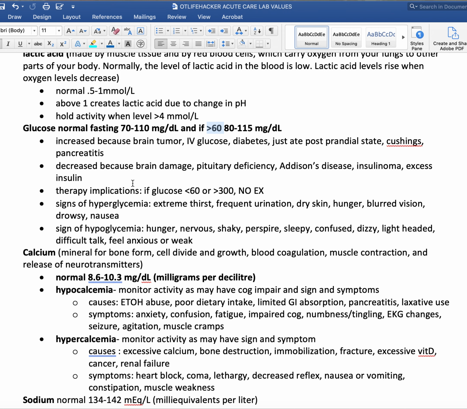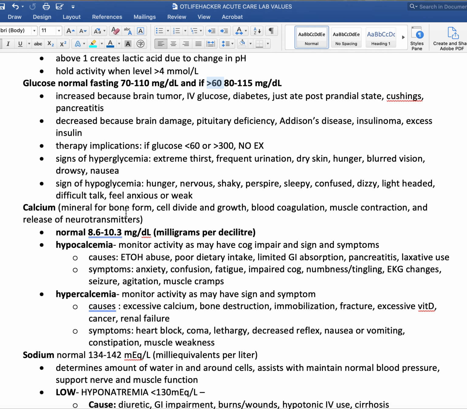Signs of hyperglycemia are extreme thirst, frequent urination, dry skin, hunger, blurred vision, drowsiness, nausea. Signs of hypoglycemia can be hunger, nervousness, shaking, perspiration, sleepiness, confusion, dizziness, lightheadedness, difficulty talking, feeling anxious or weak.